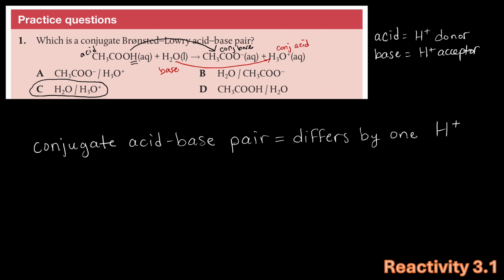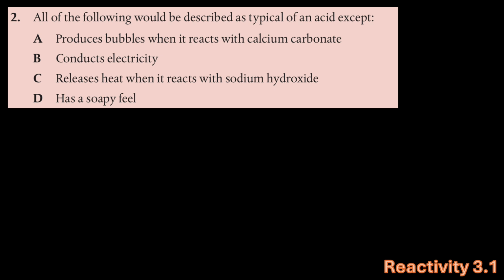So if you had a free response question in paper 2 that said to write out a conjugate acid-base pair for this reaction, you have two choices. One would be C in this question, H2O and H3O+, or you could write ethanoic acid and then its conjugate base. Number 2 says all of the following would be described as typical of an acid except.